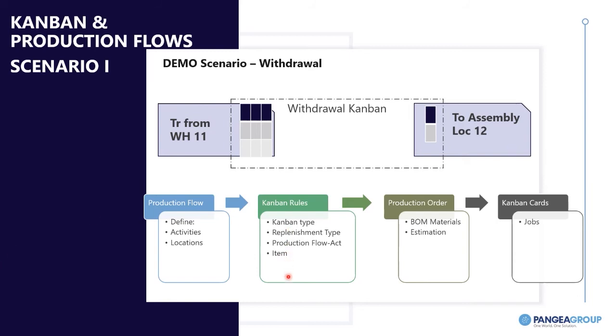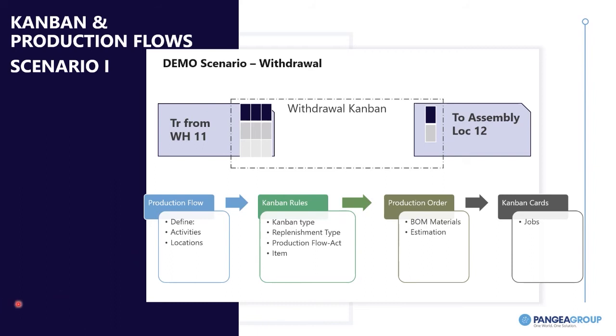Now, our next step is the Kanban rules. The Kanban rules help us to define which is the Kanban type, replenishment type, the production activity flow, and the item. And since everything is configured within the system, we can estimate the production flow that creates all Kanban cards related to the raw materials that need to be consumed in order to produce our finished good. Those items also could be withdrawn from different warehouses and different locations.